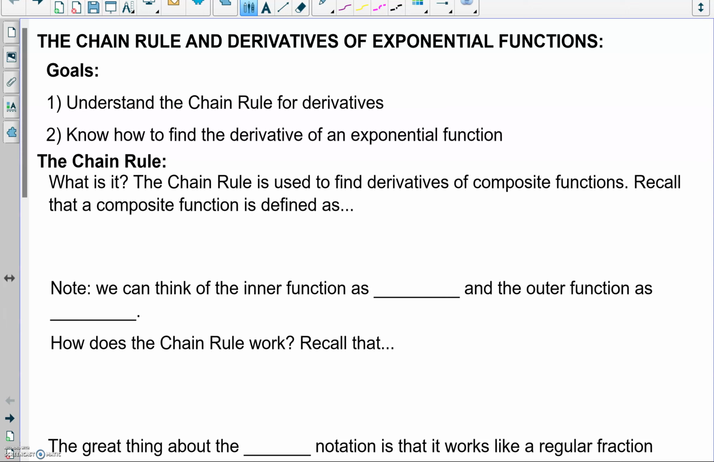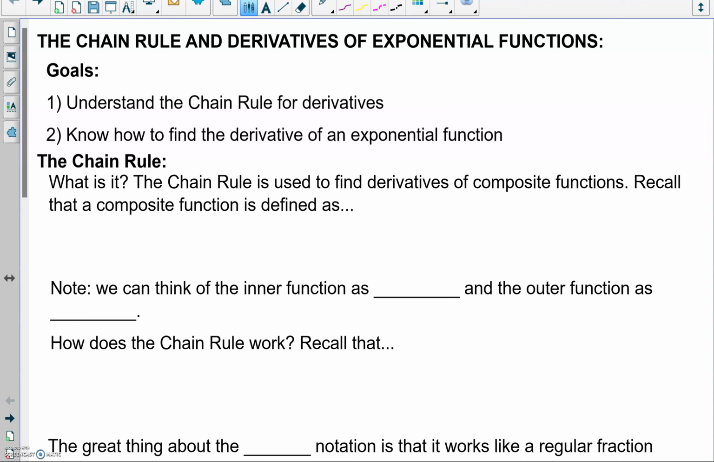The chain rule and derivatives of exponential functions. The goals here: understand the chain rule for derivatives, and then know how to find the derivative of an exponential function. And you'll see these two go hand in hand. The way that we're going to develop the derivative of an exponential function will require the chain rule. So that's why they're put together here.